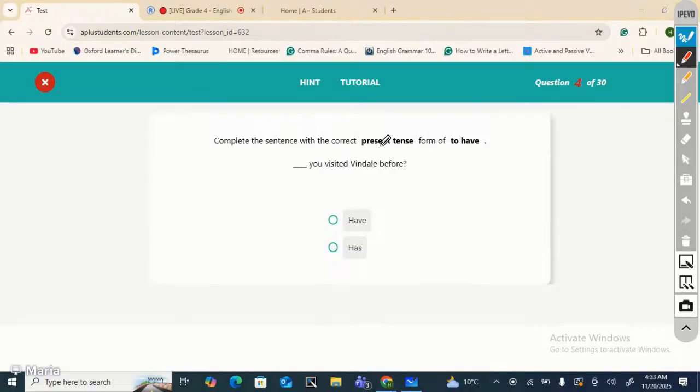Now complete the sentence with the correct present tense form of the verb to have. Okay. Blank you visited Windell before? It's a question. Have you visited? Has you visited? Which one is correct? Look at the subject.